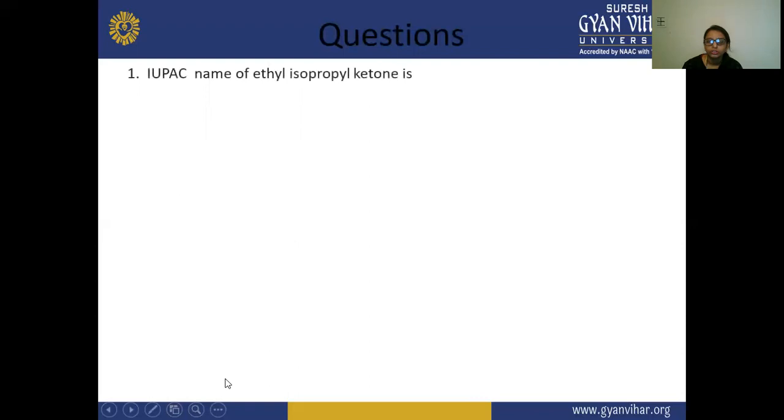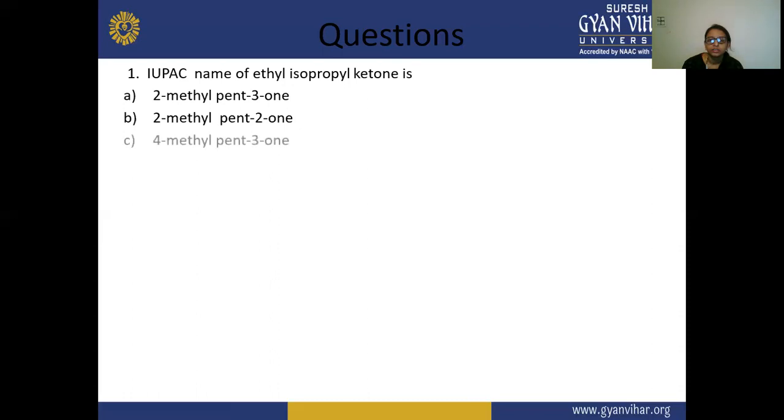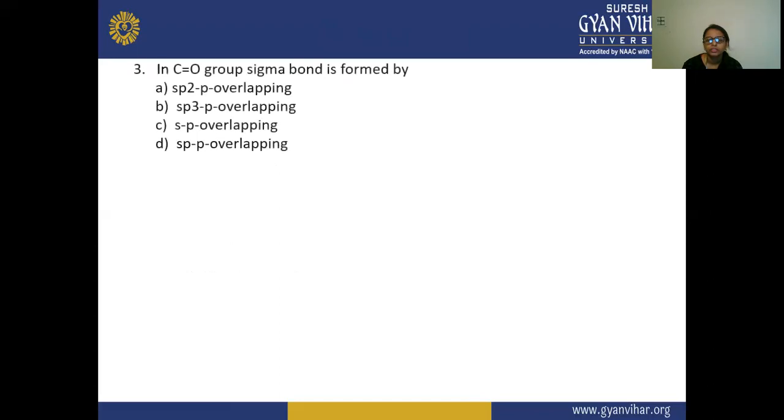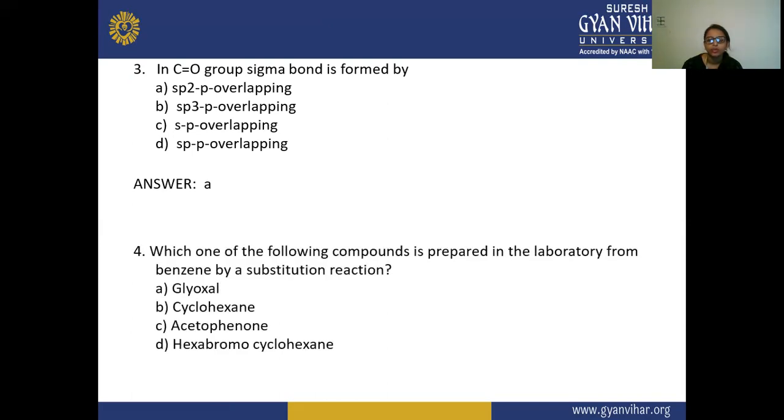Next are your questions. The IUPAC name of ethyl isopropyl ketone is 2-methylpentanone. Acetophenone is prepared by which reaction? The Friedel-Crafts reaction. In the C=O group, the sigma bond is formed by sp2-p overlapping. Which one of the following compounds is prepared in the laboratory from benzene by a substitution reaction? That is acetophenone.